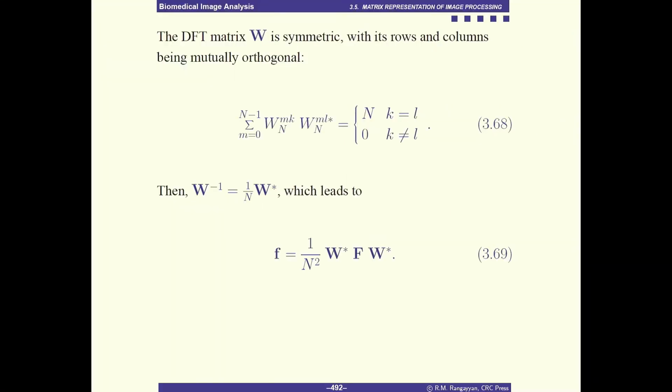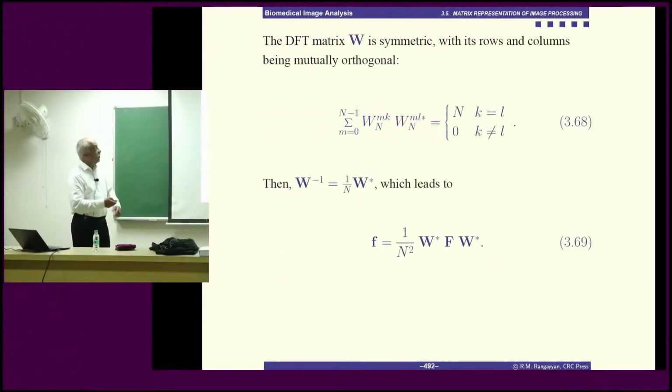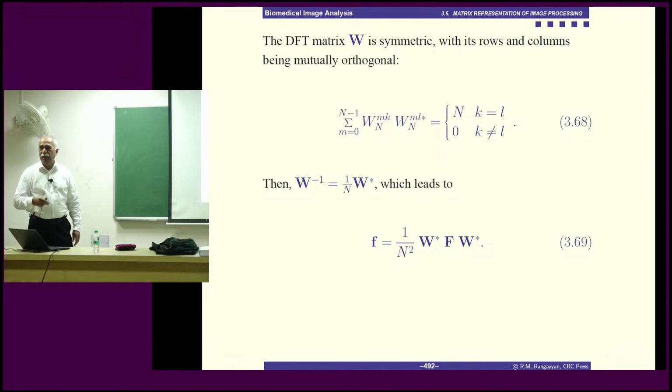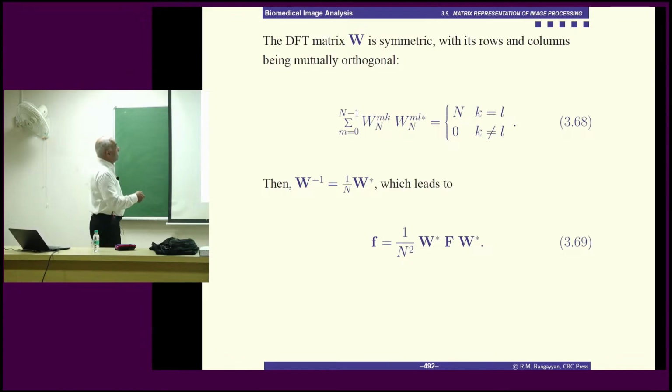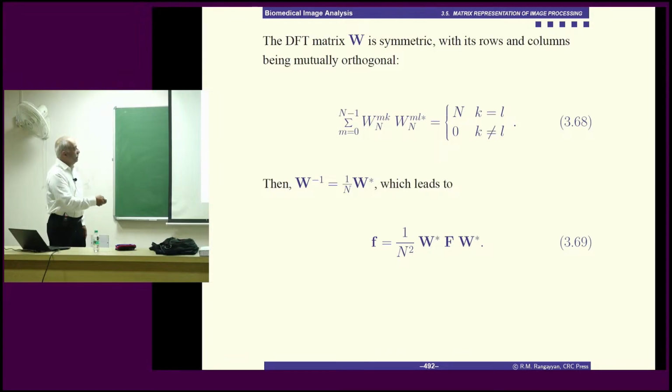So the DFT matrix is symmetric, with its rows and columns being mutually orthogonal. The sinusoidal functions are mutually orthogonal. So W_mk times W_ml star, the conjugate, is equal to n. So that's why you have a 1 over n. If you put the 1 over n, then they become orthonormal. So then W inverse is 1 over n W star. You take that n and put it there. Then the inverse transform is 1 over n squared W star F W star.